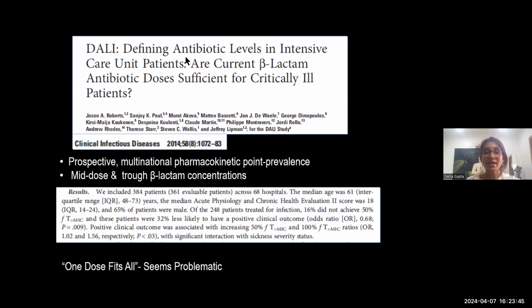Coming to the antibiotic levels of the carbapenems as well as the beta-lactams in critically ill patients. There is this famous study by Jason Roberts, a prospective multinational pharmacokinetic point prevalence study where the mid-dose and the trough beta-lactam concentrations were measured. Out of the 248 patients who were treated for infection, 16% did not achieve 50% free drug concentration time above MIC. And these patients were 32% less likely to have a positive clinical outcome.